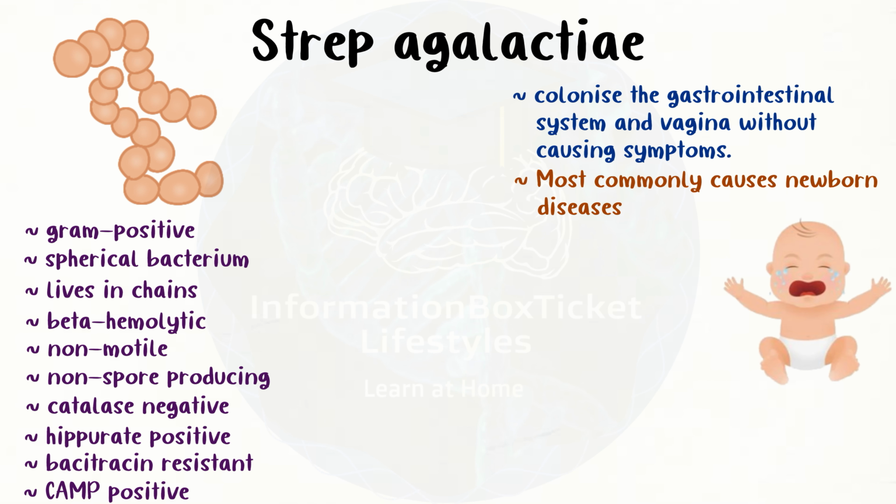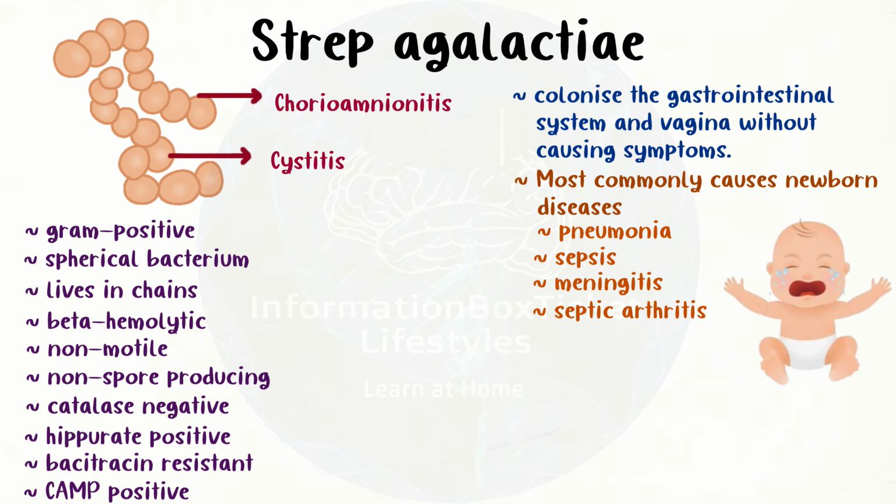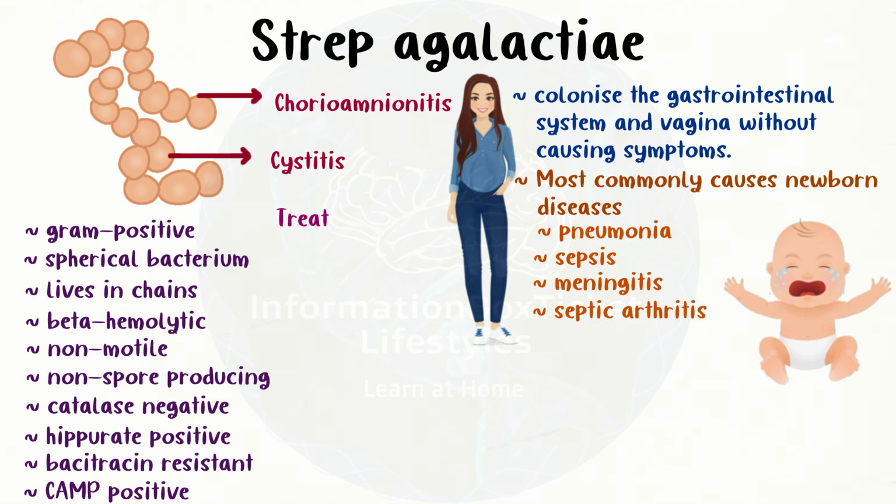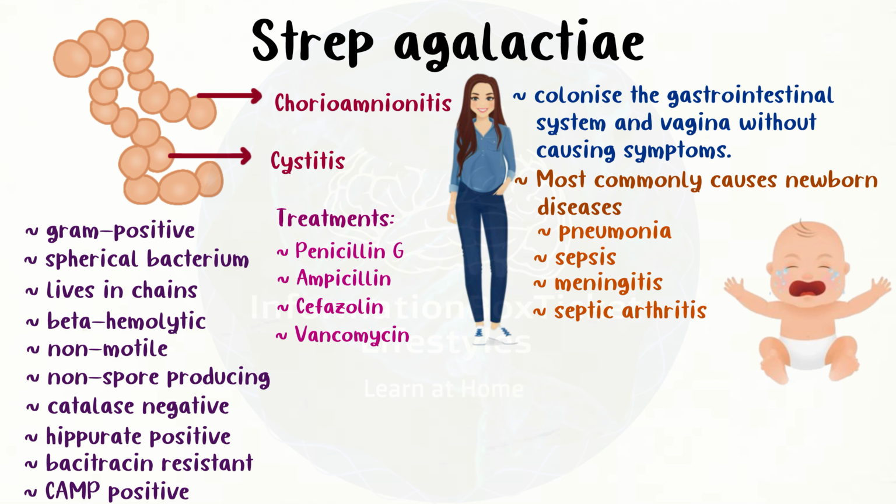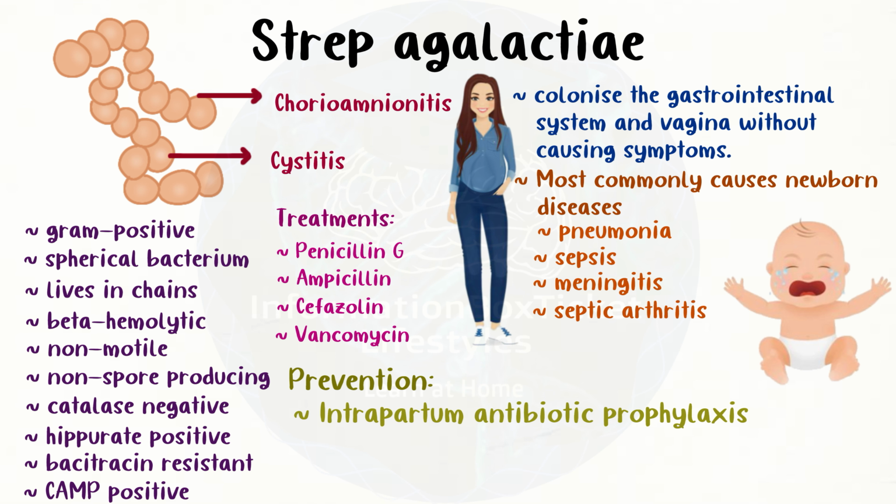Most commonly, it causes newborn diseases such as pneumonia, sepsis, meningitis, and septic arthritis. However, it can also induce chorioamnionitis or cystitis in pregnant women. Penicillin G or ampicillin are the primary treatments, while cefazolin and vancomycin may be used as alternatives. To avoid Strep agalactiae infections in newborns, vaginally colonized pregnant females can receive intrapartum antibiotic prophylaxis.